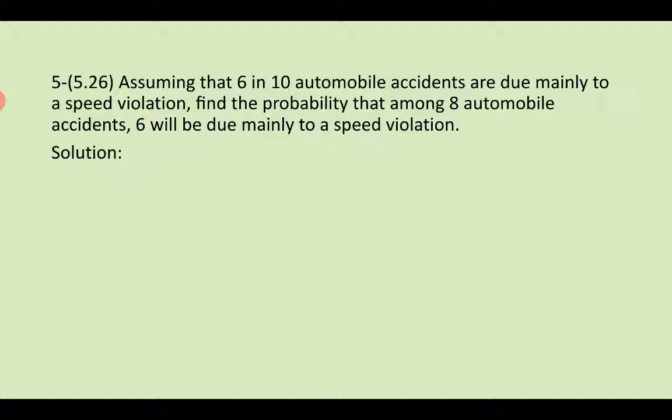Next, assuming that 6 out of 10 automobile accidents are due mainly to a speed violation. So we are dealing with automobile accidents. We separate into only 2 cases, either speed violation or some other cases. Isn't it? Only 2 cases. So it's under binomial distribution. So what is the probability? Probability is 6 out of 10, which is 0.6. n automobile accidents, so n is 8.